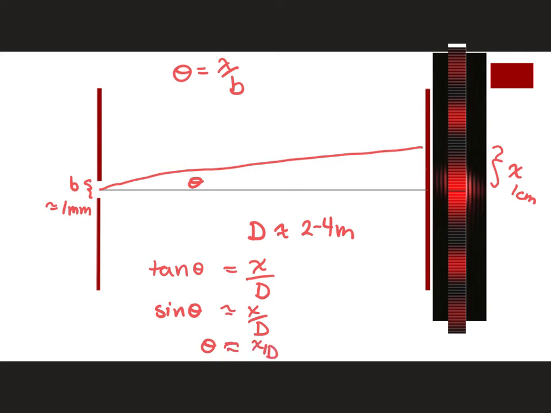So I could put these two equations together. So I'd have lambda over b is basically equal to x over D. And sometimes we'll use that to answer our questions.